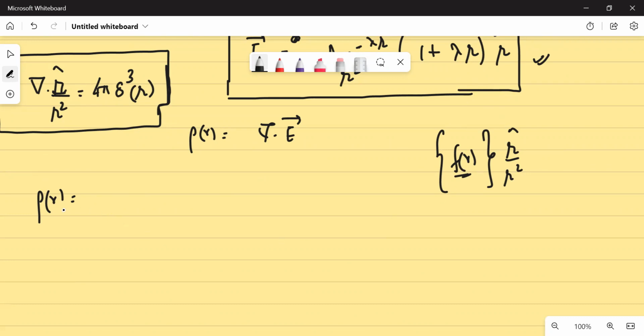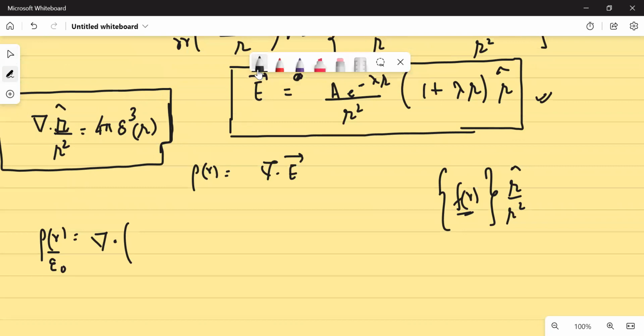So what I would do, rho upon epsilon naught is equal to del dot. Now I'll write it, look carefully. This will be, you have to do this carefully, mistakes happen here. e to the power minus lambda r into 1 plus lambda r. This is your scalar thing, and then this is a vector thing, r cap upon r square.